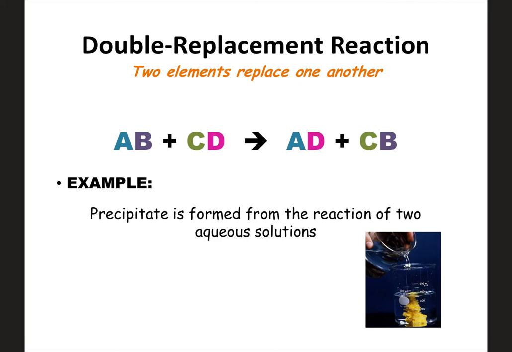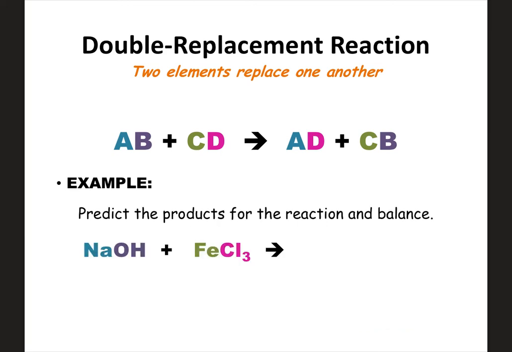So as I said, a lot of double replacement reactions involve the formation of a precipitate. So typically you would mix two aqueous solutions or two solutions made with water. When you mix them together, you get that precipitate or that solid forming. But again, for our purposes for this unit, all double replacement reactions are going to happen. So let's do an example of this one.